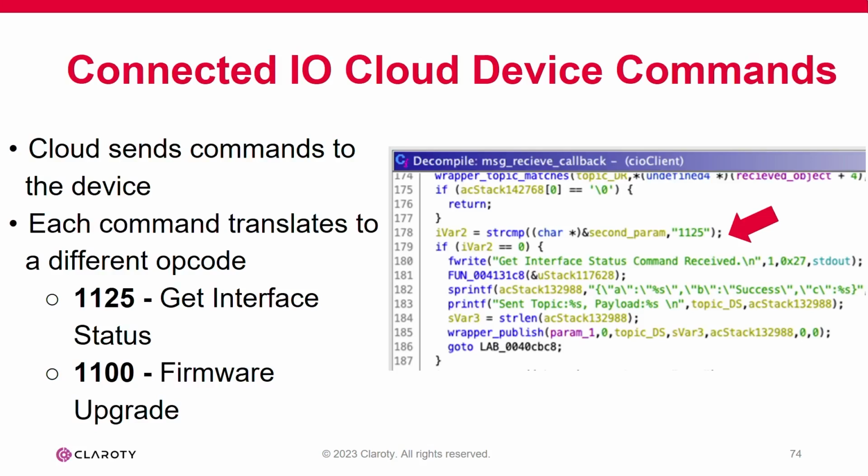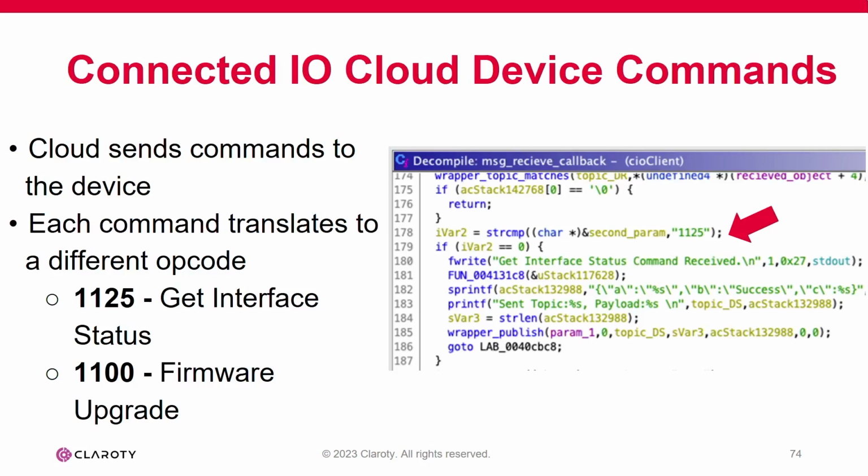For example, the opcode 1125, which is actually a string "1125", says to the device, get interface status, meaning show me what kind of network interfaces do you have. The opcode 1100 means do a firmware upgrade, which in the second parameter, I give a signed firmware, and the device simply upgrades to the newest version.